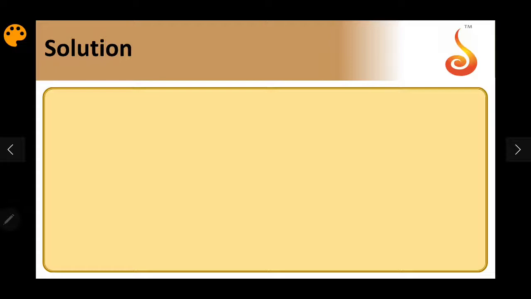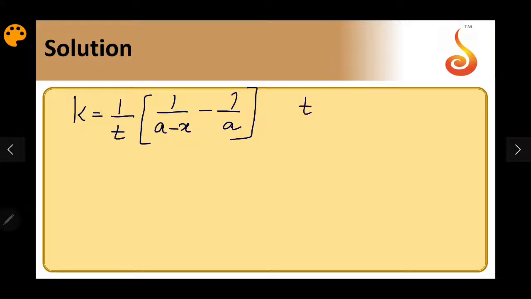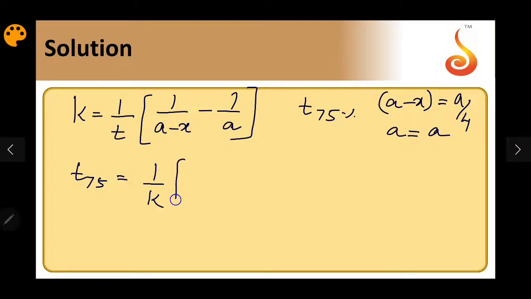So second order rate constant K is equal to 1 by T into 1 by A minus X minus 1 by A. So T 75% means A minus X is equal to A by 4. 75% reacted, 25% remaining. And A is equal to A itself. So if I substitute that, T75 is equal to 1 by K into 1 by A by 4 minus 1 by A.